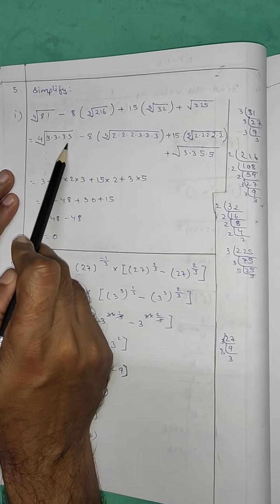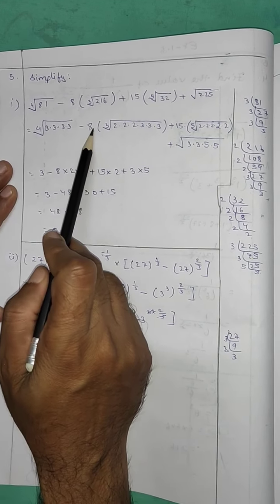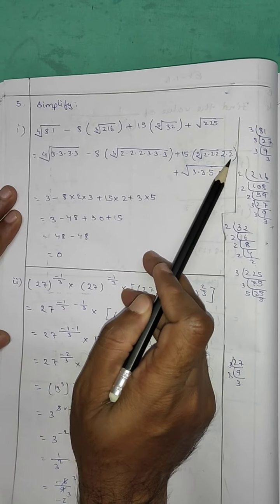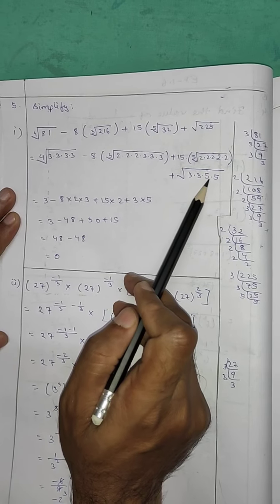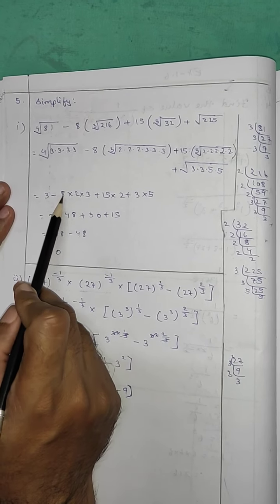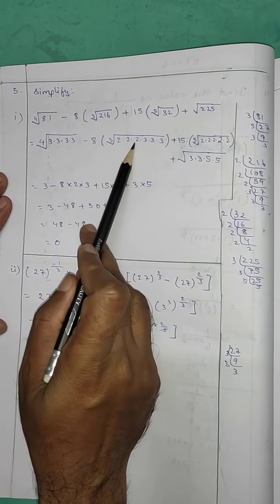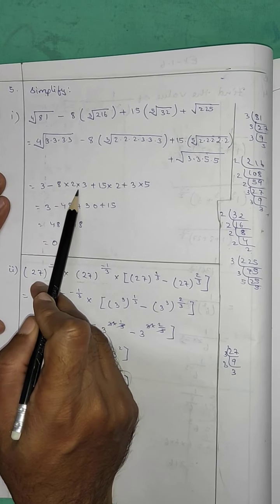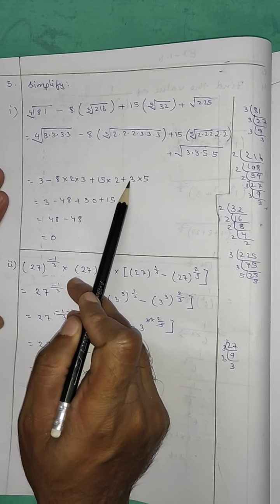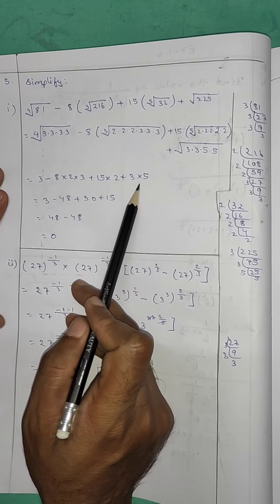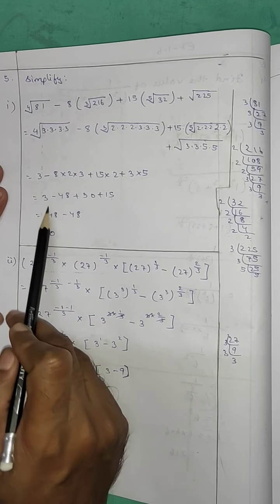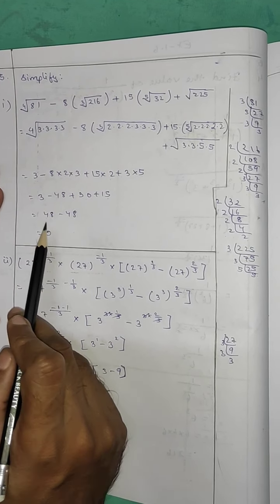So under the 4th root you put the factors: 3 four times, minus 8 into cube root of 2 three times, 3 three times, plus 15 into 5th root of 2 five times, plus square root of 3, 3, 5, 5. 4th root means inside 4 same numbers, outside 1 number, so it will be 3 only, minus 8 into cube root: inside 3, outside 1, so 2 and 3 will come out, plus 15 into 5th root of 2 five times, it will give you 2 only, plus square root means inside double, outside single. So it is 3 minus 48 plus 30 plus 15. This 3 addition is 48, minus 48, 0. That's the answer to this.